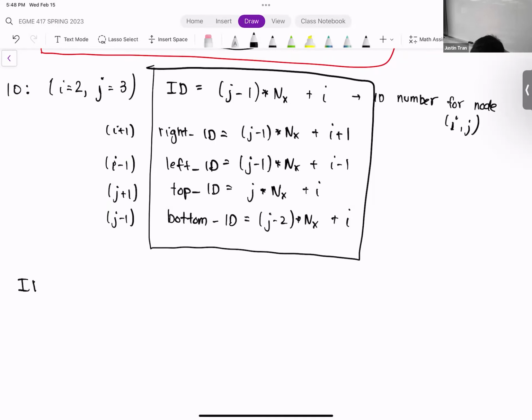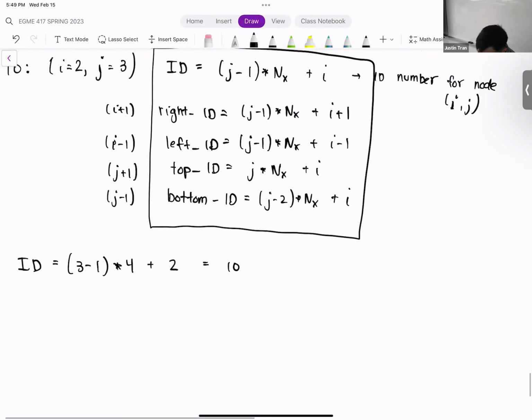So ID here is going to be j minus 1 multiplied by nx plus I. So j minus 1 here is going to be 3 minus 1. nx is the number of nodes in the x direction, so in this particular problem, that's going to be 4. And then our I value here is 2. So we have 3 minus 1 in parentheses, that's equal to 2, multiplied by 4 is 8, plus 2 is 10. Okay, so that's good.